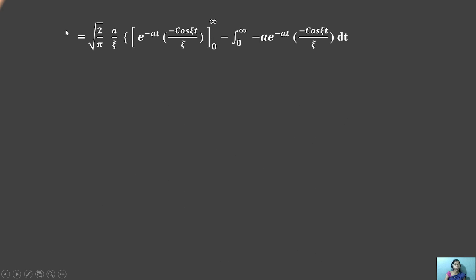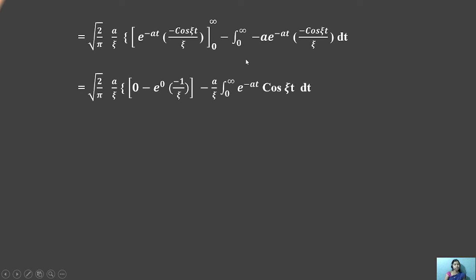Okay, solving the equation in this form, square root of 2 by pi, a xi common, e to the power minus at constant, and this integration will be converted, that is minus cos xi t upon xi from 0 to infinity, minus integration 0 to infinity of minus a e to the power minus at, same as the integration of this part, that is minus cos xi t upon xi dt.